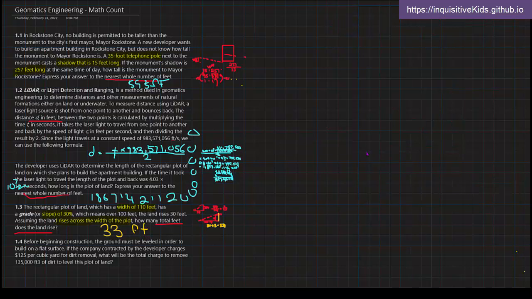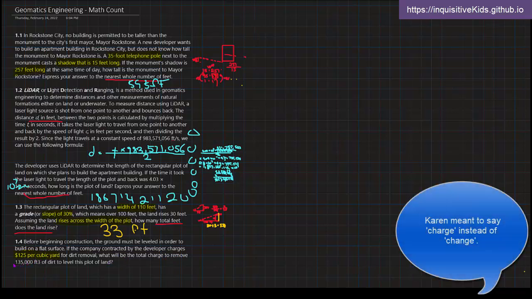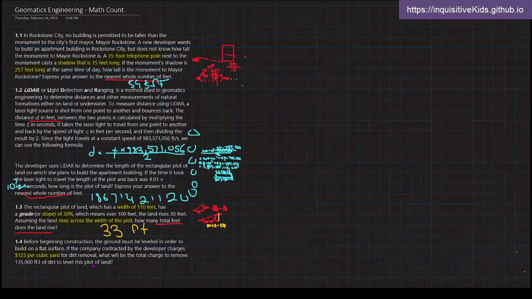We finally made it to problem 4. Before beginning construction, the ground must be leveled in order to build on a flat surface. If the company contracted by the developer charges $125 per cubic yard for dirt removal, what will be the total charge to remove this 135,000 feet squared of dirt to level this plot of land?